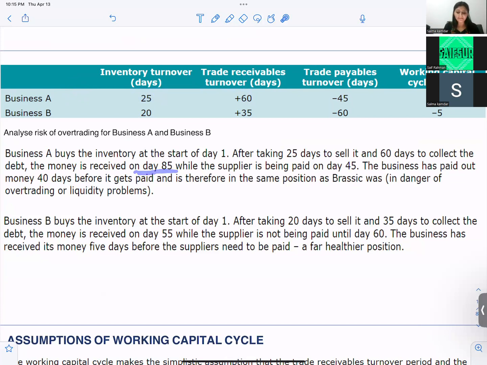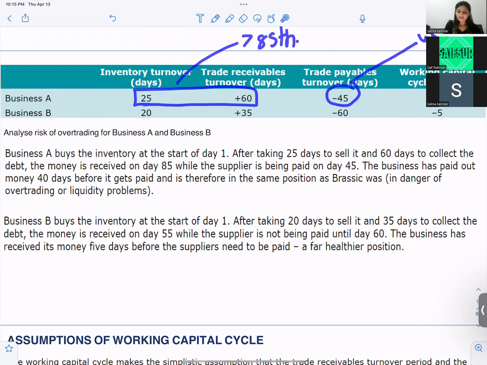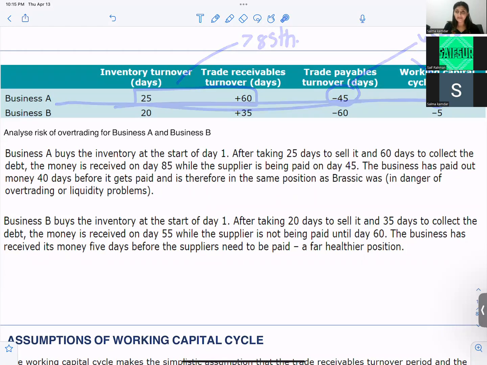They have to pay the suppliers on the 45th day. That means they are paying 40 days before they are receiving the money. They will receive the money on the 85th day, and they are paying the money on the 45th day. That means business A is in danger of overtrading. It will have liquidity problems.